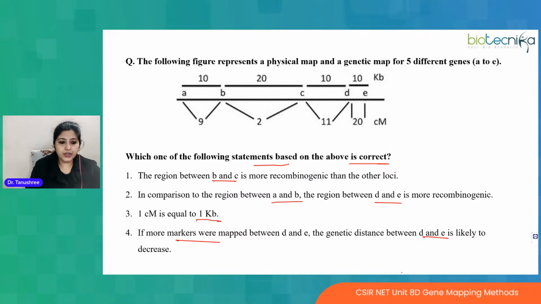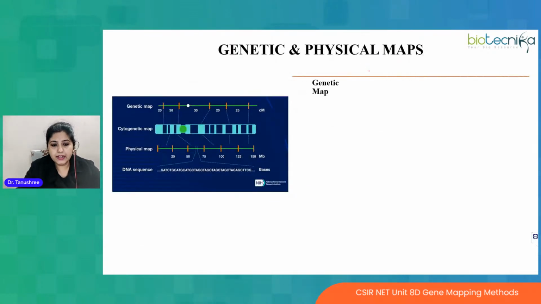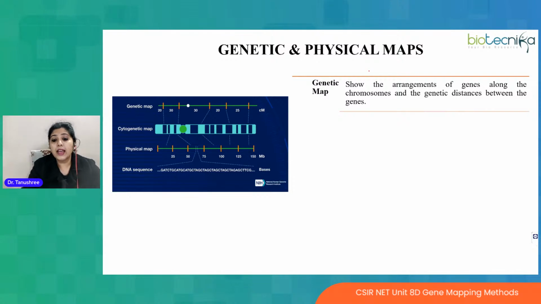So for this question, you should know the difference between physical map and genetic map. It's a very easy concept. See, what are genetic maps? When we talk about a map, it tells us about the location, right? Like a geographical map tells you about the location of a place. Similarly, genetic maps provide you information about the arrangement of the genes along the chromosome.